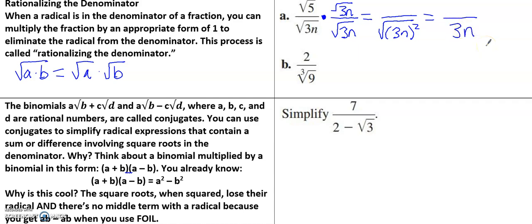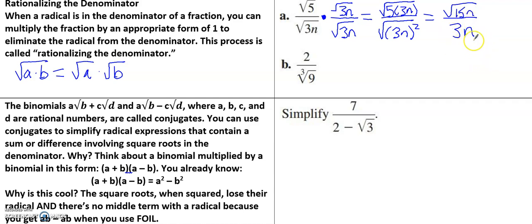Which is brilliant, because what was our whole goal? To get rid of the radical in the denominator so it's a rational number. Perfect. Well, now we have to take care of up here. We have the square root of 5 times the square root of 3n. That's the same as the square root of 5 times 3n, right? We're doing this product property of square roots backwards, going back from here to here. That ends up just being the square root of 15n.